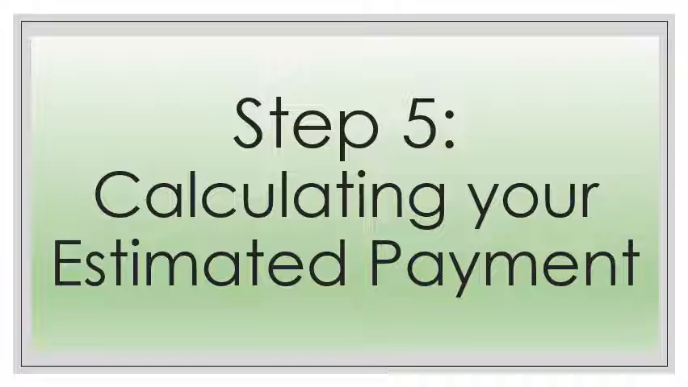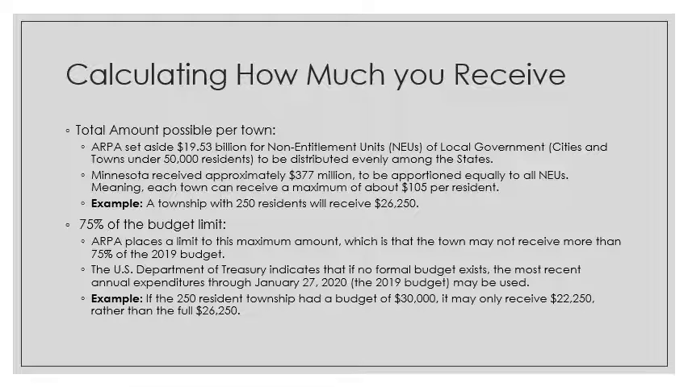As indicated earlier, the town will also need to calculate the estimated payment it is to receive. So, to calculate how much the town will receive, you want to start with the total amount possible per town. The American Rescue Plan Act set aside $19.53 billion for all non-entitlement units of local governments, which are cities and towns under 50,000 residents, and this will be distributed evenly among the states. Minnesota received approximately $377 million of this, which will be apportioned equally to all the NEUs, meaning each town can receive a maximum of about $105 per resident.